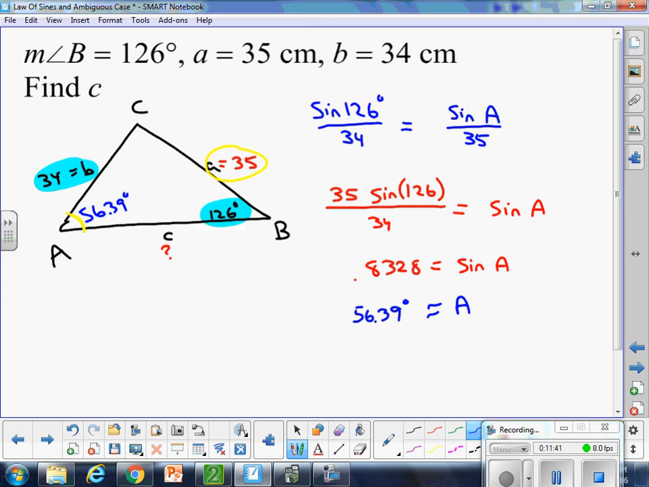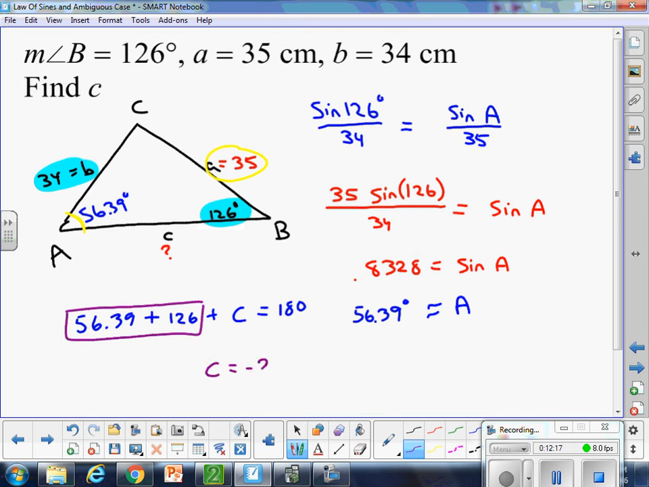Okay, so let's see what angle C would then have to be. If I took my 180 minus the 126, which was the first one we know, minus the 56.39 that we just got, I'm actually getting a negative number over here. Right? Again, I know the angle sum has to be 180. So 56.39 plus the 126 plus angle C had to be 180. When I solved that, these two together already added up to more than 180. It's like C would end up being negative 2.39 or something.